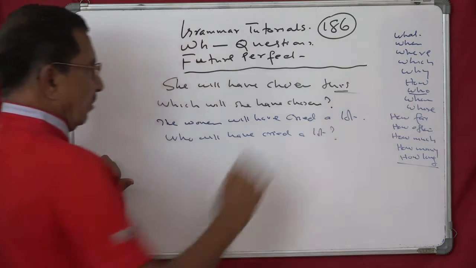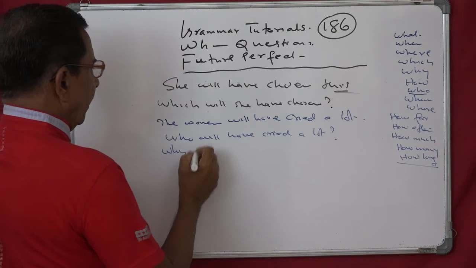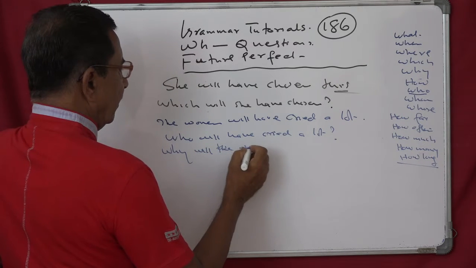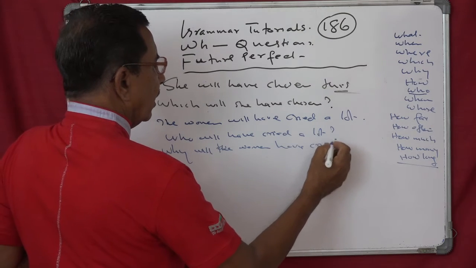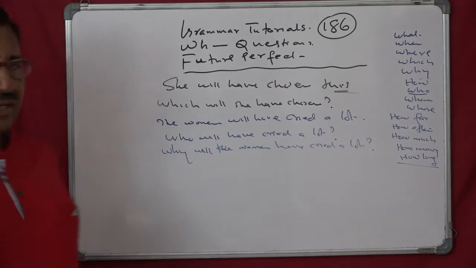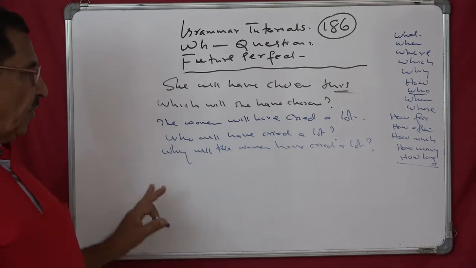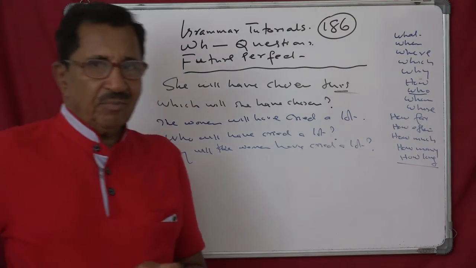Then if the answer is given. Or you can use why. Why will the women have cried a lot? That's it. So in both ways you can use. If you want to get the answer women, then say who. If you want to answer the reason why, then you have to ask why. It's as simple as that.